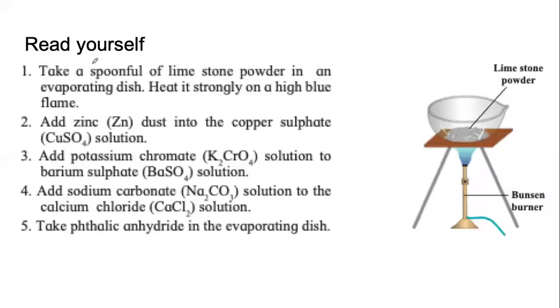So if you see in the first activity, there is only one thing that we are using, that is limestone powder, right? In 2, we have zinc and copper sulfate. In 3, we have potassium chromate and barium sulfate. In 4, we have sodium carbonate and calcium chloride, right? So here we have more than one thing. So whenever we have more than one thing, most likely this will be a chemical change. Most likely, I'm not saying that always, I'm saying most likely this will be a chemical change.